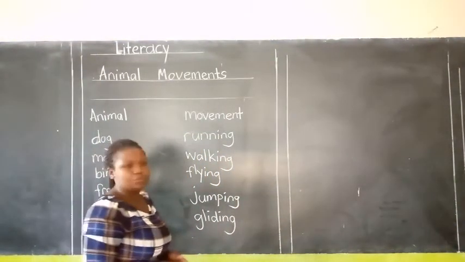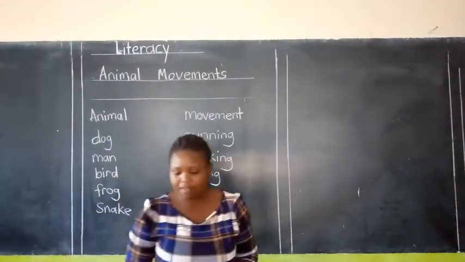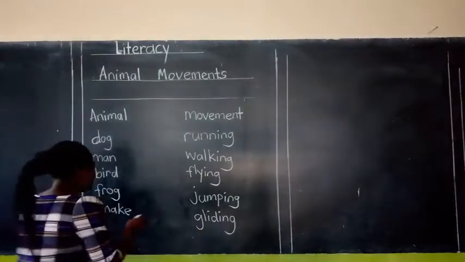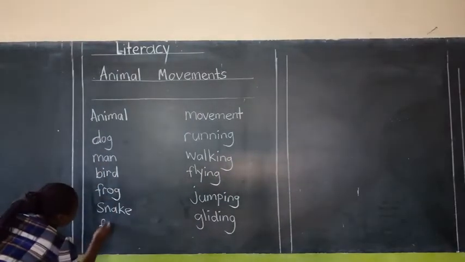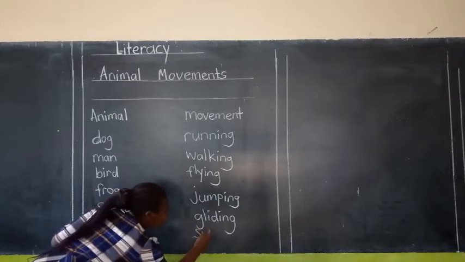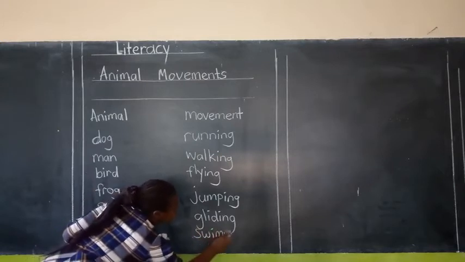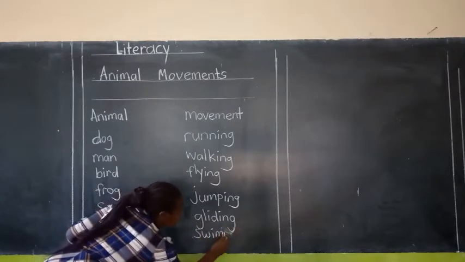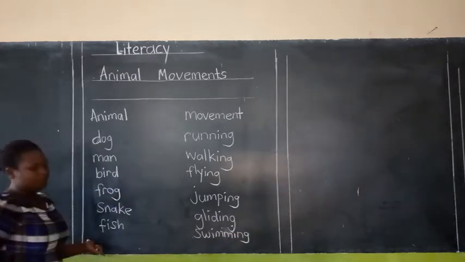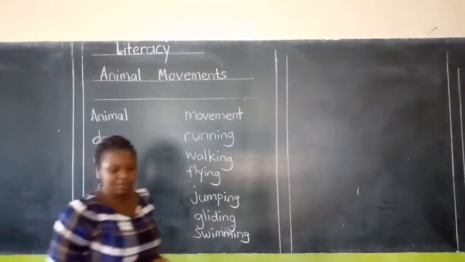Place it wants to reach. And then we can also have fish. How does a fish move? By swimming. So our fish moves by swimming.